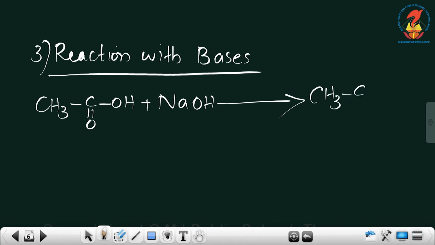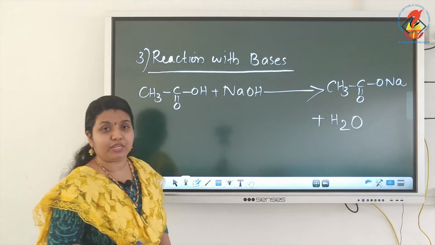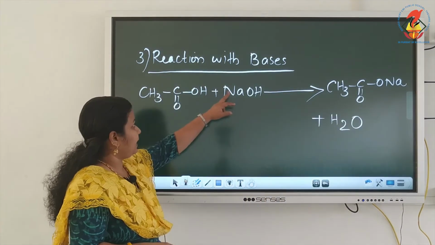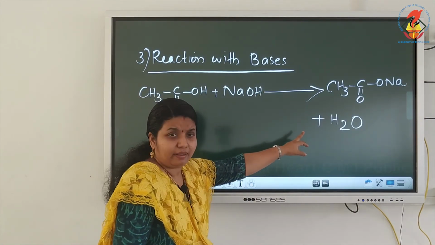So, here what will be the salt formed? CH3COONa. You can see that in all these reactions, the hydrogen of the carboxylic acid group COOH is the reactive hydrogen there. So, that hydrogen is replaced with a sodium atom. So, you get sodium acetate, sodium ethanate or commonly sodium acetate, with water. So, this is an example of a neutralization reaction. Acid reacts with a base to form salt and water.